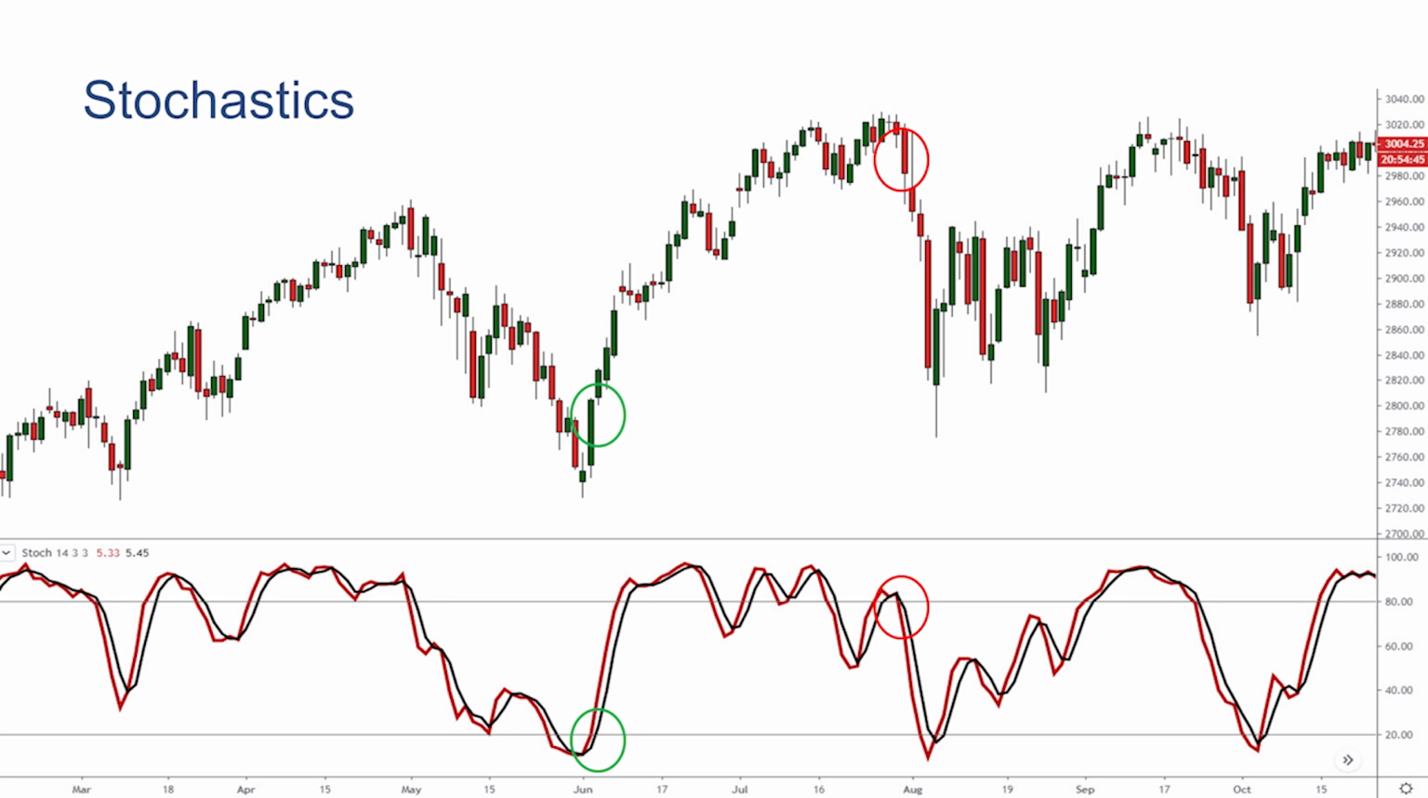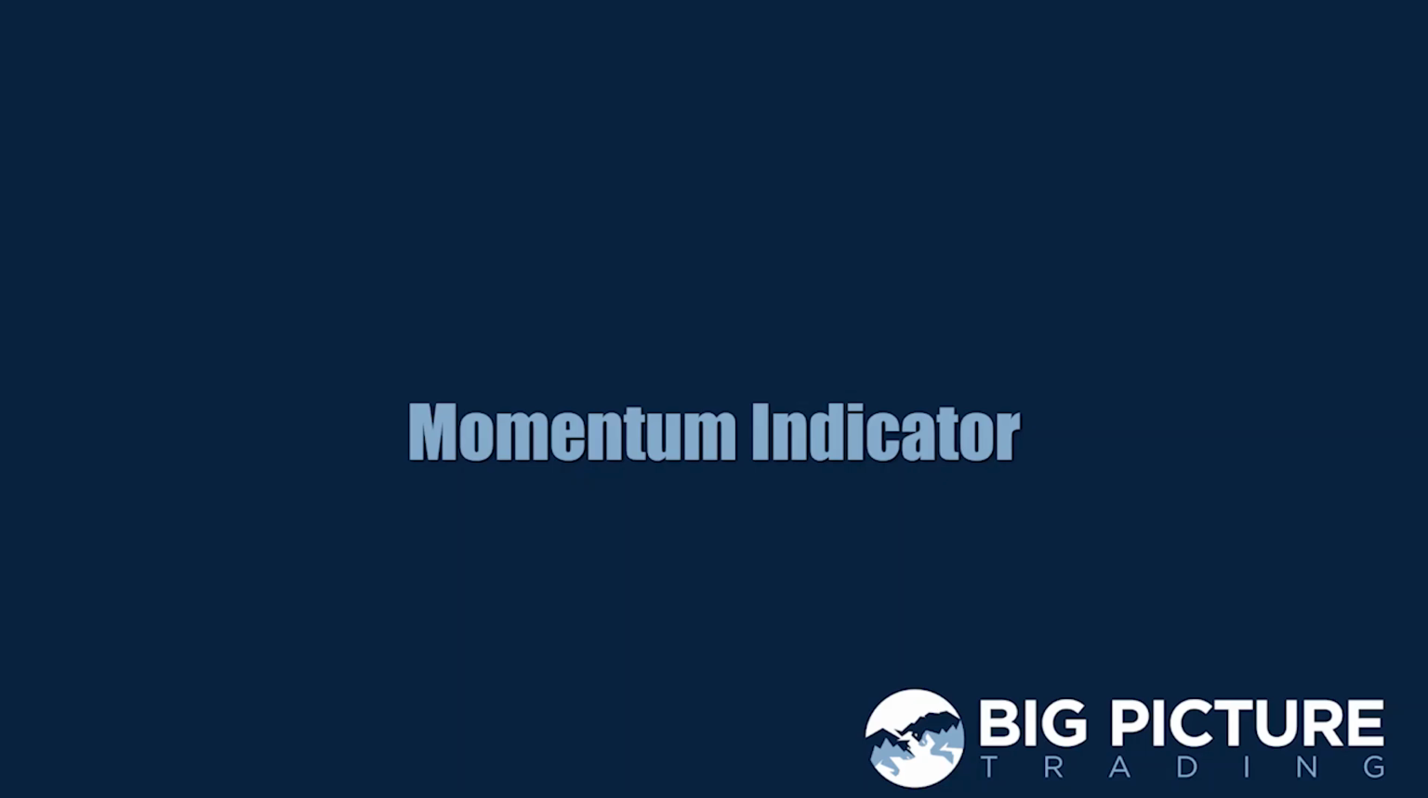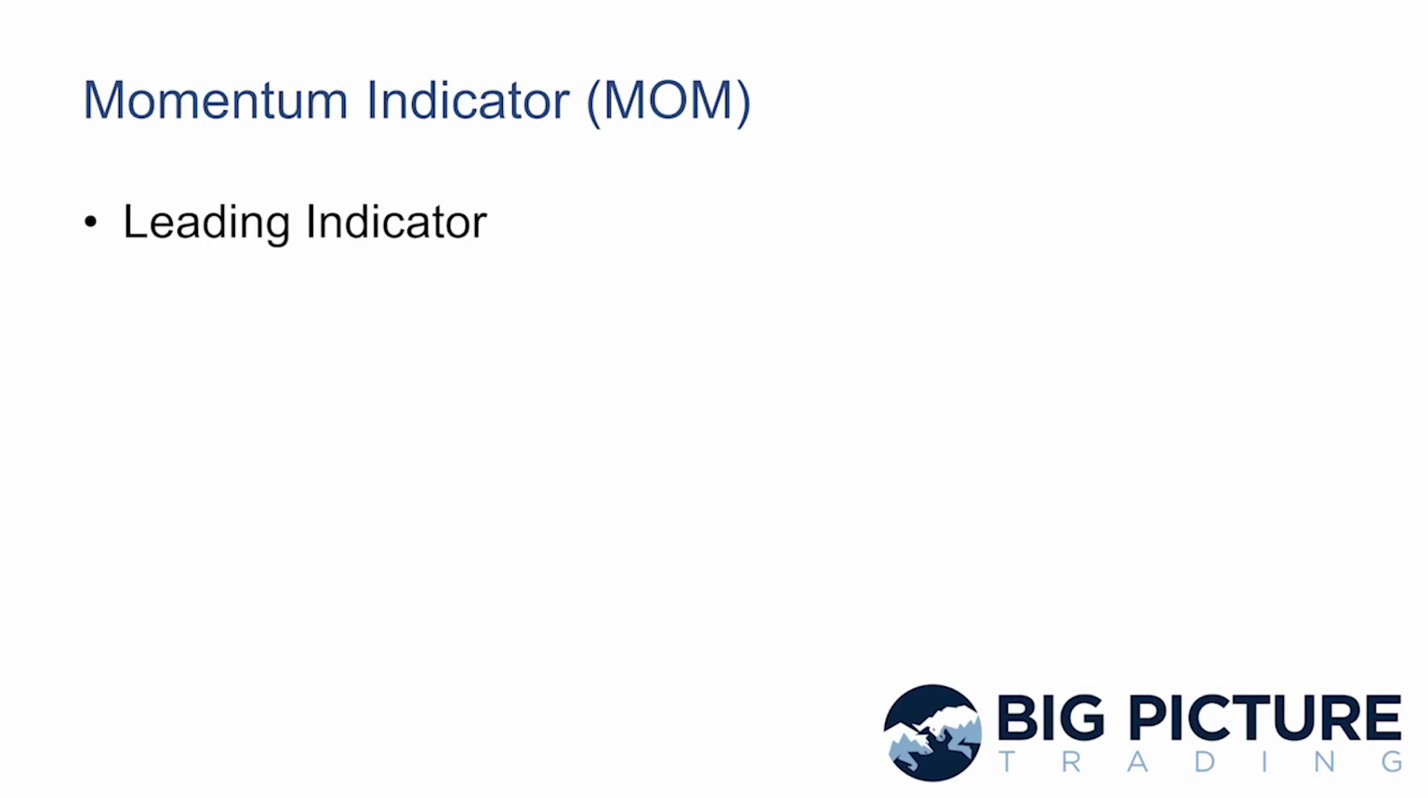So this is where I want to finally talk about the last indicator, which is momentum, also known as MOM. So what exactly is this momentum indicator? It's known as a leading indicator because, again, divergences in momentum can often take place before the price starts to move.